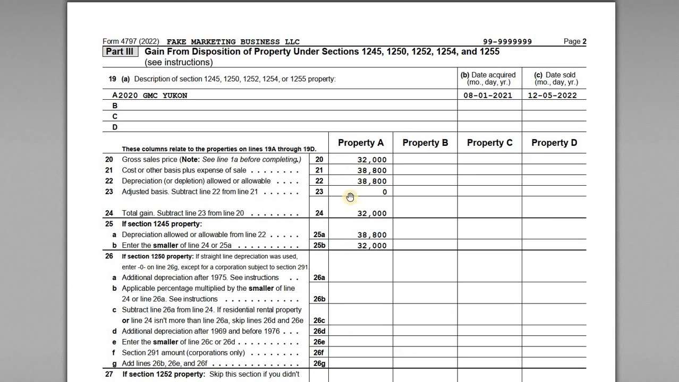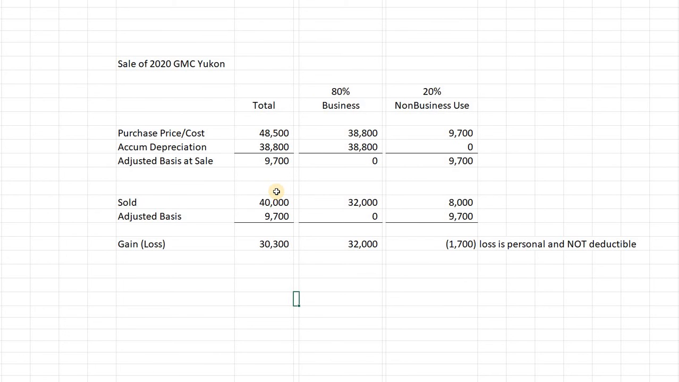And then the amount of depreciation that was taken, which was all bonus in 2021, was also $38,800. And so our adjusted basis leading up to the date of sale was zero. And so that's why we have our total gain of $32,000. Now, if we quickly jump over to this reconciliation, hopefully this will make a little more sense when we look at the breakout here.